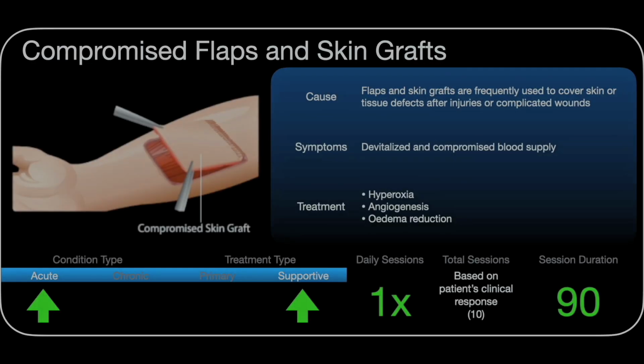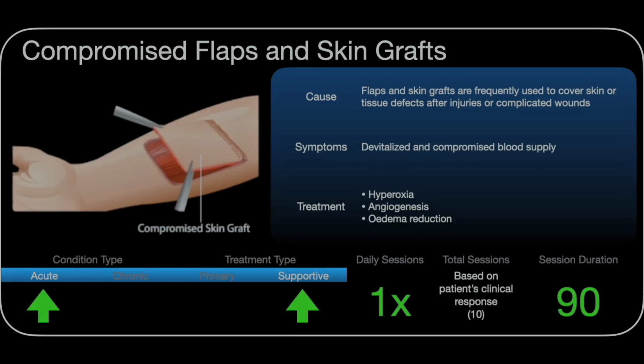Compromised flaps and skin grafts would be considered an acute condition. Hyperbaric oxygen therapy can be used as a supportive treatment modality. Patients are exposed to 1 session per day, and the total number of sessions would be based on the patient's clinical response, up to approximately 10 sessions.